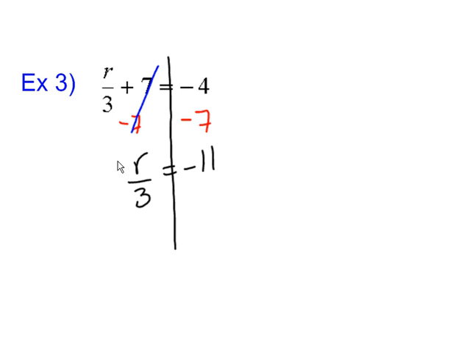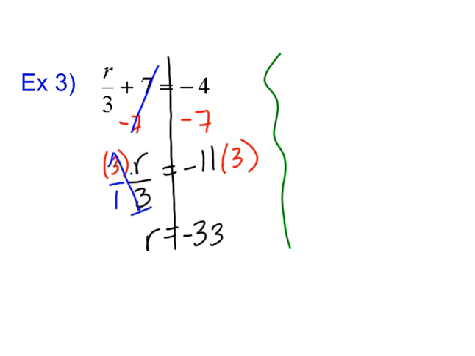We're then going to do the opposite of dividing by 3, which is multiplying by 3. So we'll do that to both sides. That will help us out here in creating a big giant 1. 3 divided by 3 is 1, and 1 times r is just r. Negative 11 times 3 is negative 33.